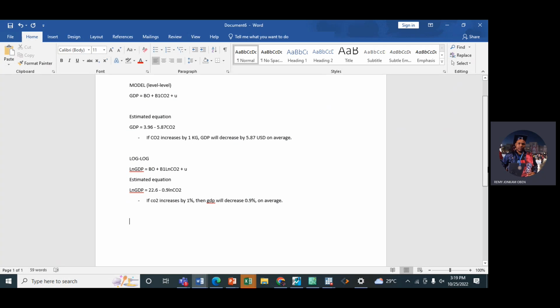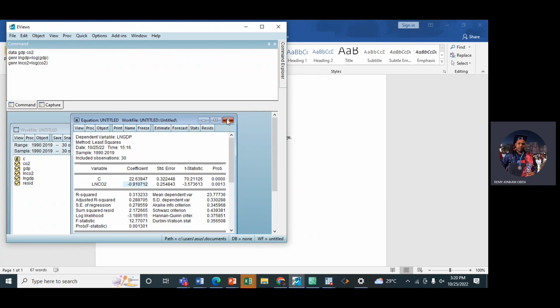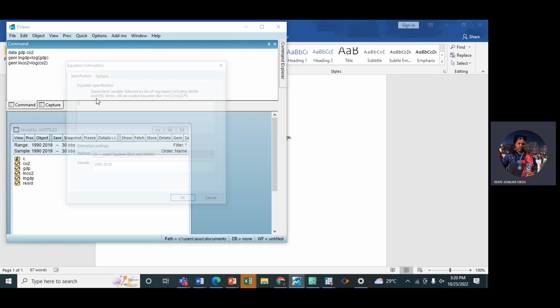Let's do log level. That is, we have this equation. So here is log, and then here we remove log, so it should be level. Okay, let's estimate it. So now I'm deleting this. I go to quick. I already have my log data here and my level data here, so I don't need to generate anything again. I just come to quick, estimate equation.